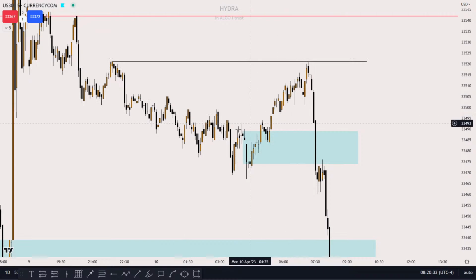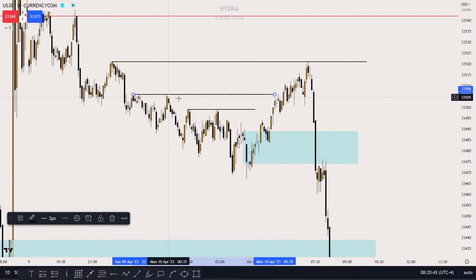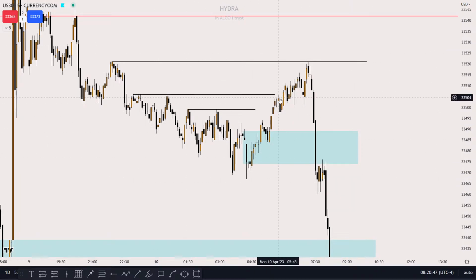We are on 5 minutes, right? So do you see buy side liquidity here? Yes, I see relative equal highs here. That's the buy side liquidity. So price did offer buy side liquidity, right? Price created a new higher high.